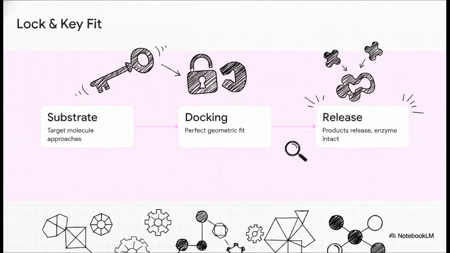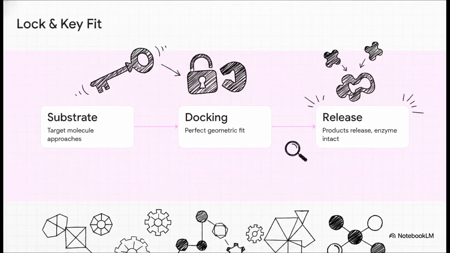Why are they so specific, though? Well, it's all about physical geometry. Let's track this step by step. In step 1, the target molecule, called the substrate, approaches. Think of this as the key. Moving to step 2, watch this perfect geometric docking process. The substrate fits flawlessly into the enzyme's active site, which acts as the lock. If the shape isn't a perfect match, literally nothing happens.